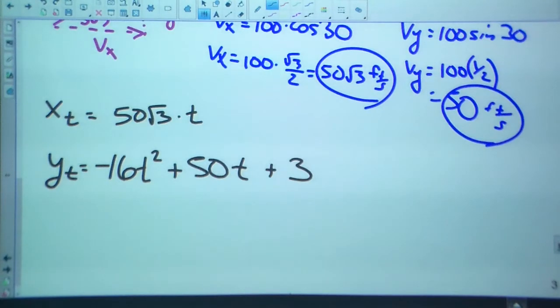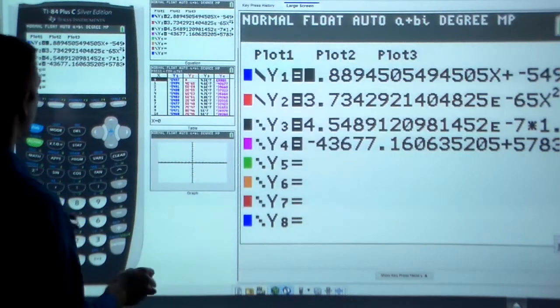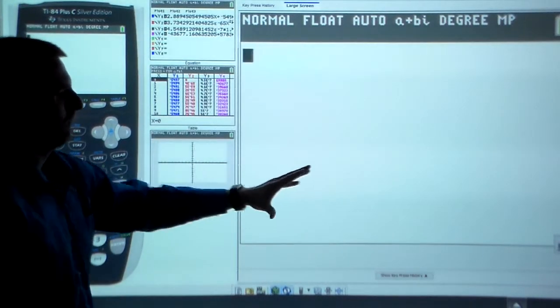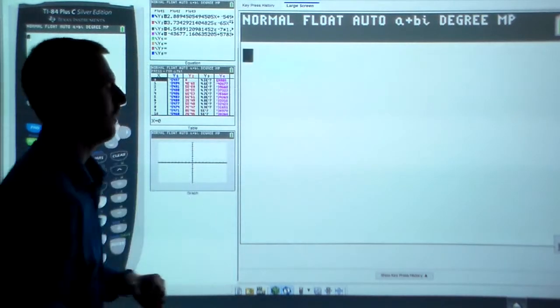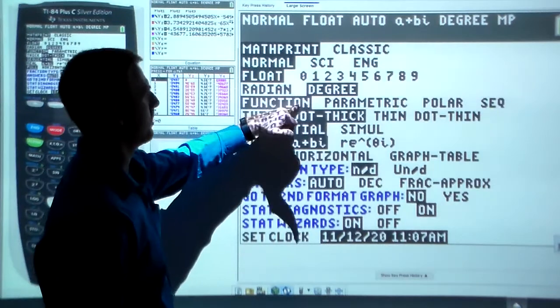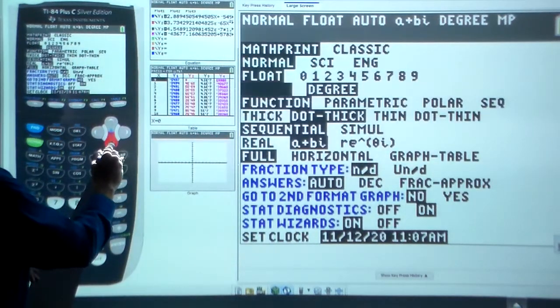I do want to show you how to graph these. So let's pull up the calculator. And there's some old stuff I had. Let's clear that out. First up, we need to get this thing in parametric mode. So go to mode. And down here where you have function currently, you've probably been in function your whole life, come down there and go to parametric.